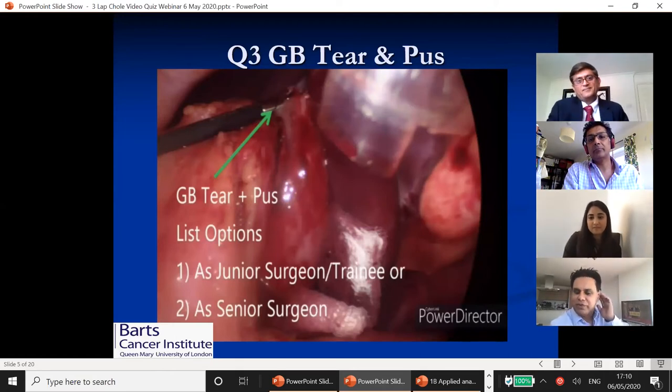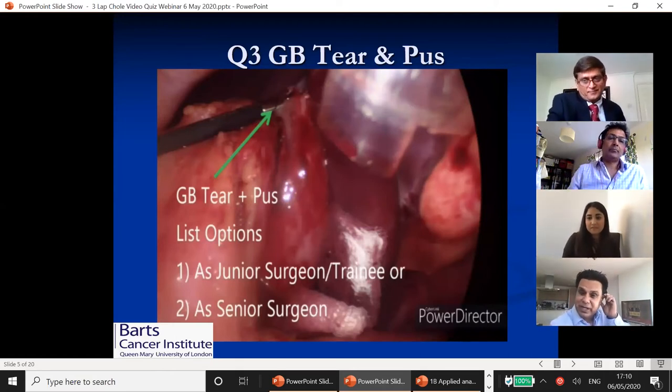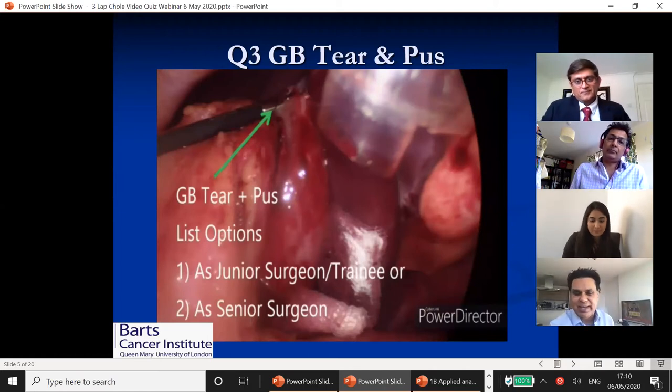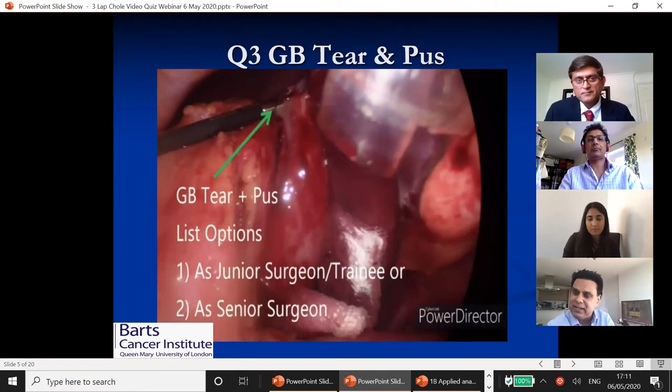We know it's difficult from the beginning of the operation. It's going to be difficult. It's hard, it's horrible, it's infected, it's inflamed. First of all, you just suck out a bit of pus, get control. Take your time. If you make a small hole in the gallbladder itself, you might use that to suck everything inside it, for example, to collapse it further to help you, so you can grip it better.